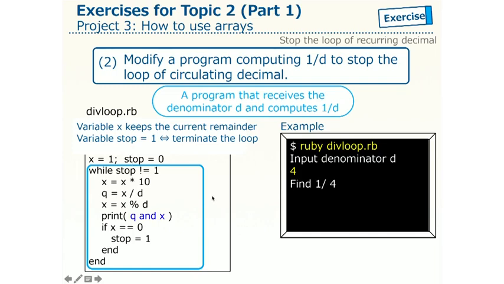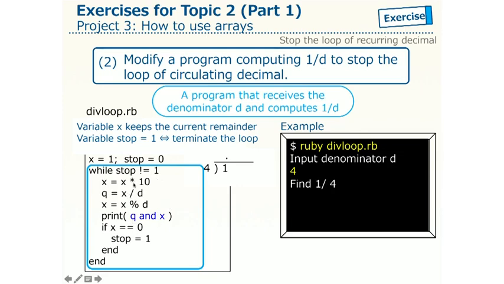Let us continue this execution example and then trace the computation of this blue part. In this execution, we want to compute 1 over d, that is 1 divided by 4. So let's start this blue part with x is equal to 1 and stop is equal to 0. First, check this while condition. Because the value of stop is 0 now, and then it is not equal to 1, so this condition holds. So we execute the first round of this while loop.